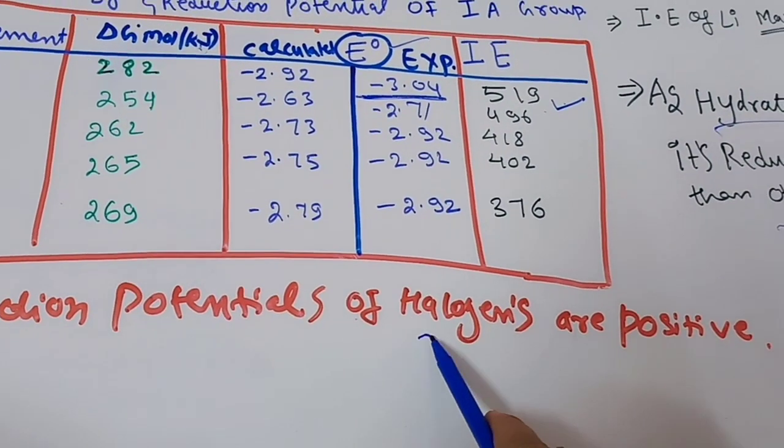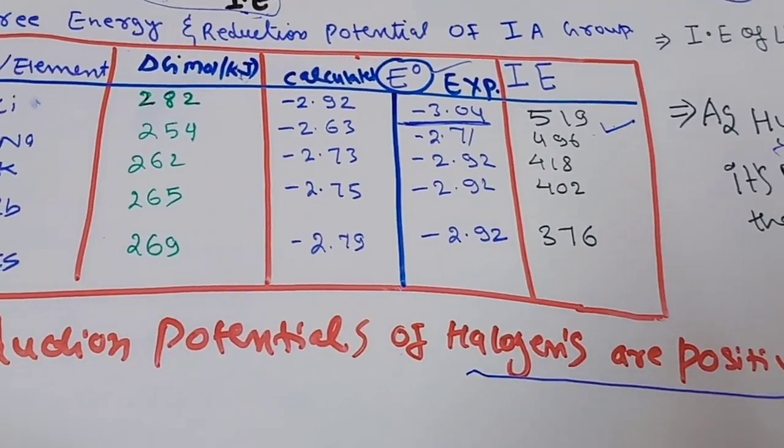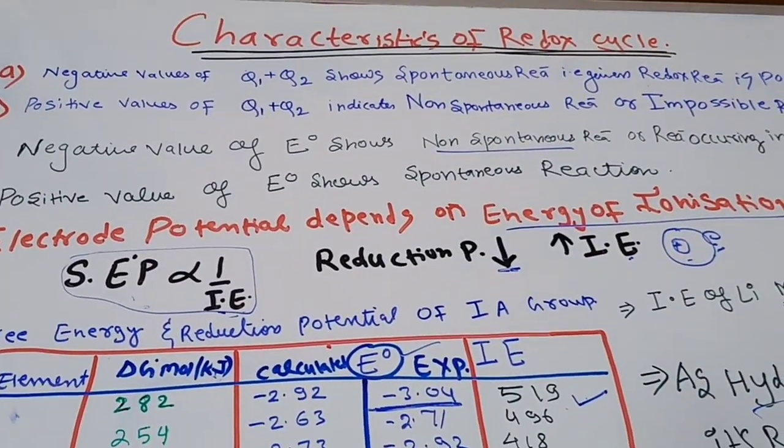The halogens have positive values of reduction potentials. I have already discussed this in the electrochemical series. So now this is sufficient for the redox cycle.